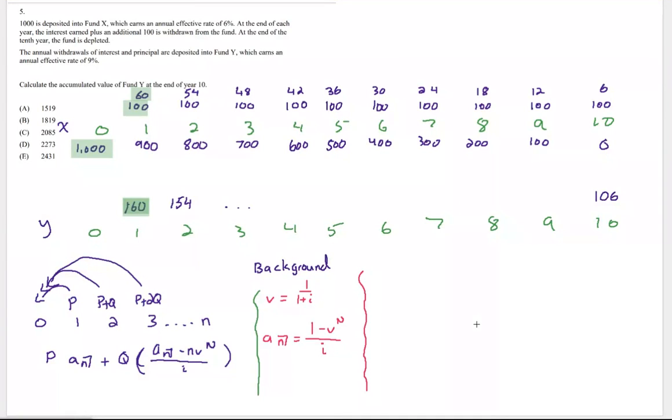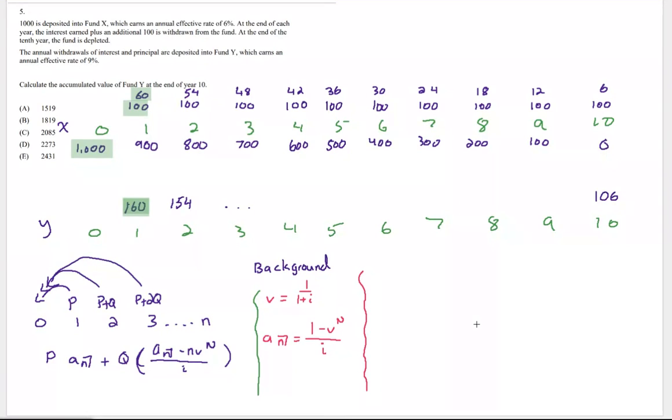$1,000 is deposited into Fund X, which earns an annual effective rate of 6%. At the end of each year, the interest earned plus an additional $100 is withdrawn from the fund. At the end of the 10th year, the fund is depleted. The annual withdrawals of interest plus principal are deposited into Fund Y, which earns an annual effective rate of 9%. Calculate the accumulated value of Fund Y at the end of year 10.